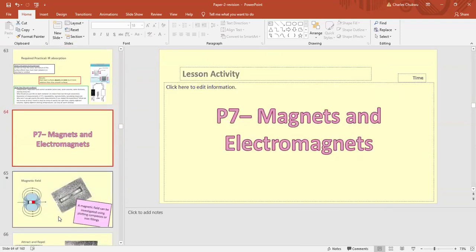All right. Do you remember when we considered magnets? Pardon?